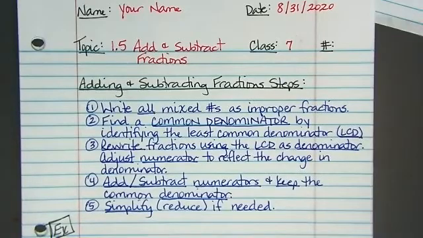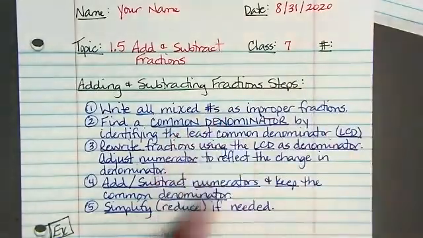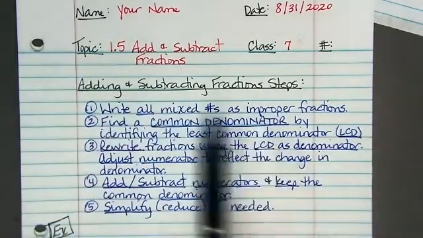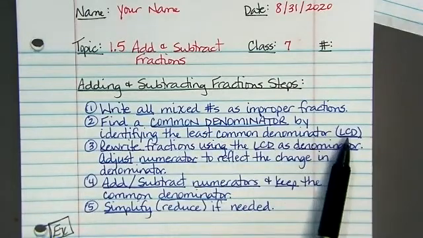Make sure that you have your name, the title, the date, the class, and the number. And then this is your addition and subtraction fraction steps. The first step is always rewrite the problems from mixed numbers to improper fractions. Then you find a common denominator by identifying the least common denominator, the LCD.